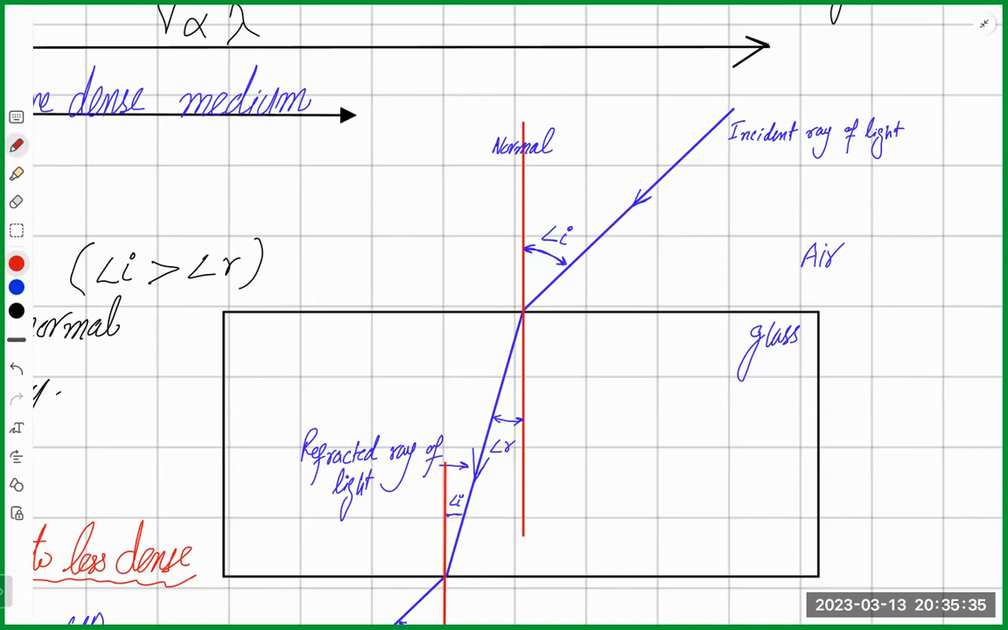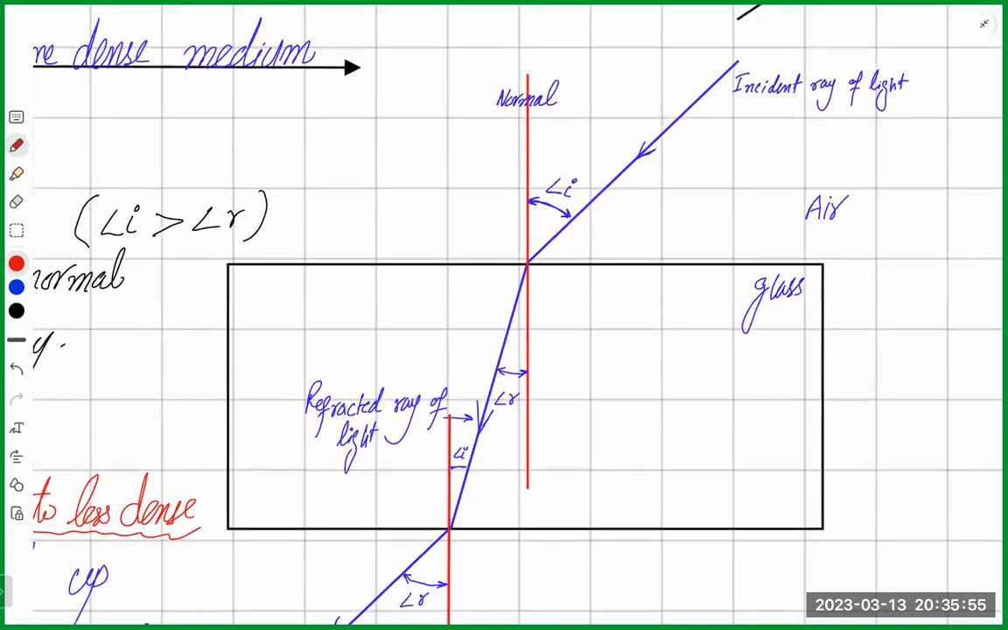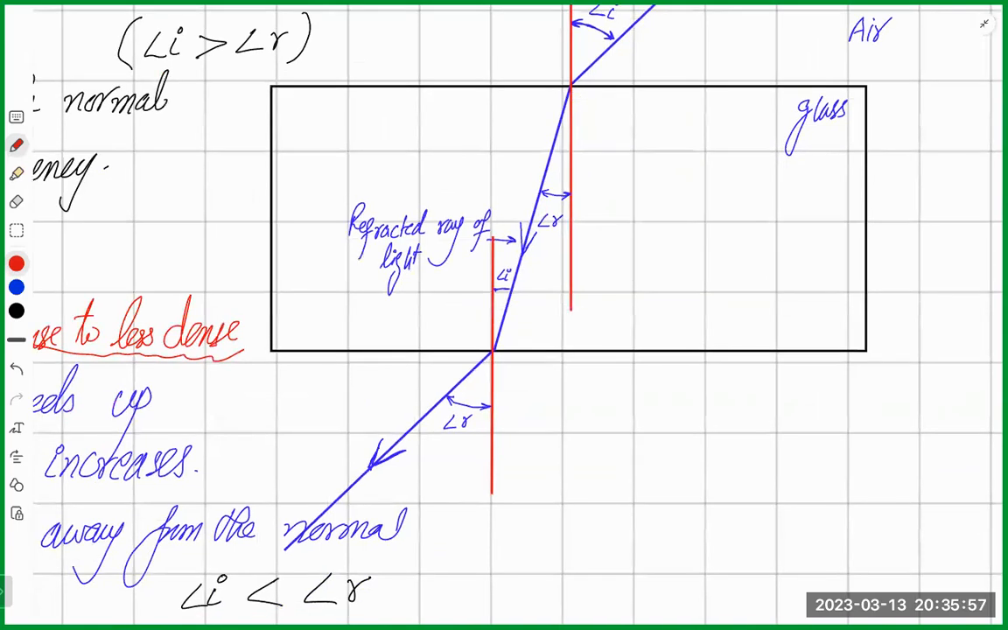When light goes from optically less dense medium to more dense medium, it is supposed to slow down. When speed decreases, wavelength should also decrease. And when wavelength decreases, angle from the normal also decreases. So when a wave slows down, it bends towards the normal. And when a light wave speeds up, it bends away from the normal.